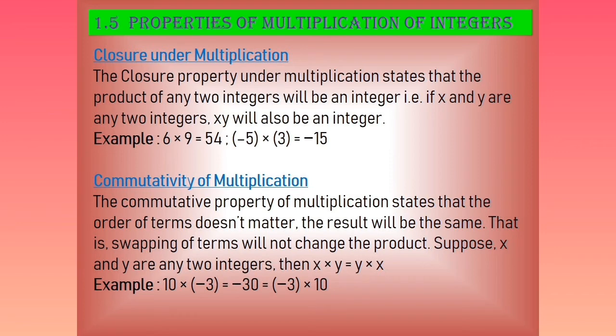Commutativity of multiplication. The commutative property of multiplication states that the order of terms doesn't matter. The result will be the same. That is, swapping of terms will not change the product. Suppose x and y are any two integers, then x × y = y × x. Example: 10 × -3 = -30 = -3 × 10.